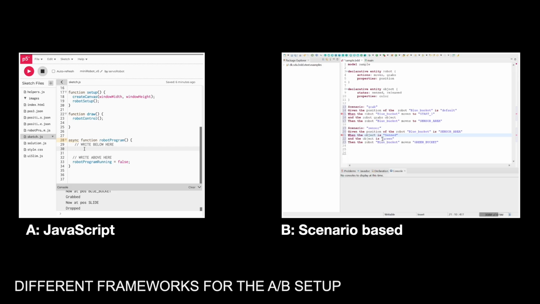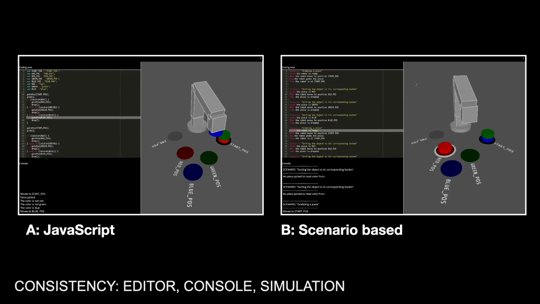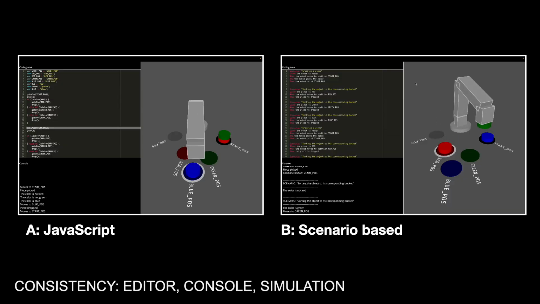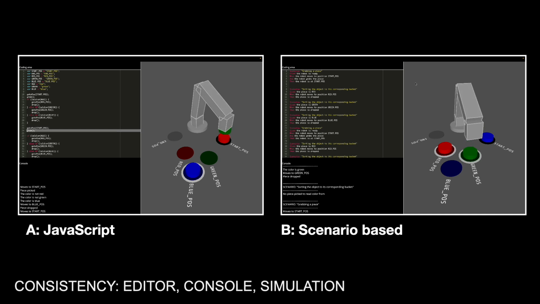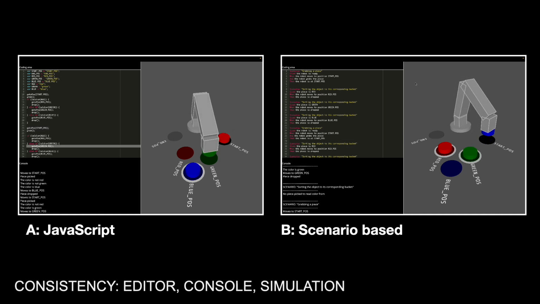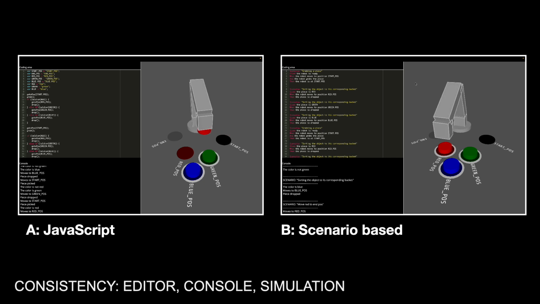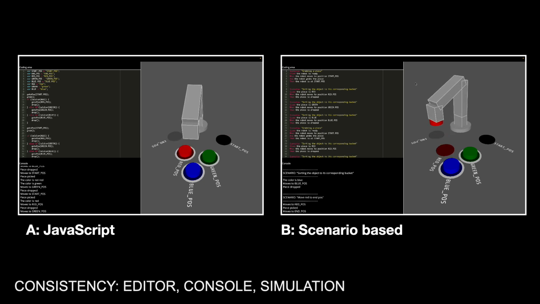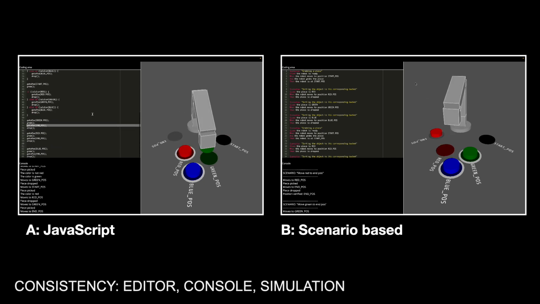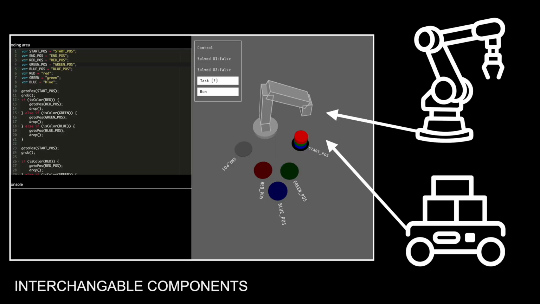Compared to our original setup where we had different frameworks from the A and B setup, we now have a consistent system for this where the editor, console, and simulation are integrated into the same ecosystem. This means that the only differences in the test setup is the syntax of the code and the color coding, but the rest is kept consistent.